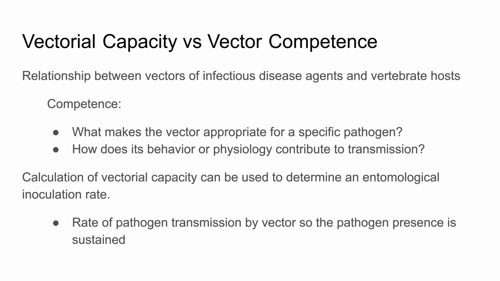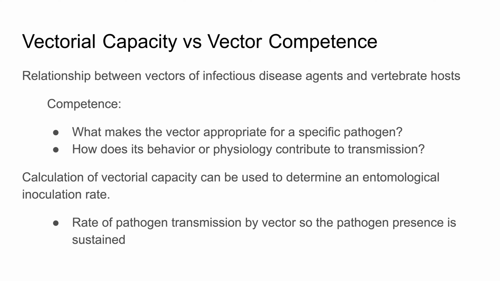Now, vectorial capacity. Vectorial capacity is used to determine what's known as an entomological inoculation rate. We're basically looking to see how well and how efficiently the vector can transmit the disease, right? So what's its capacity for disease? Its competence is how good is it at it. Its capacity is how much of it can it do. And this is sometimes related together, and they are somewhat interdependent on each other.